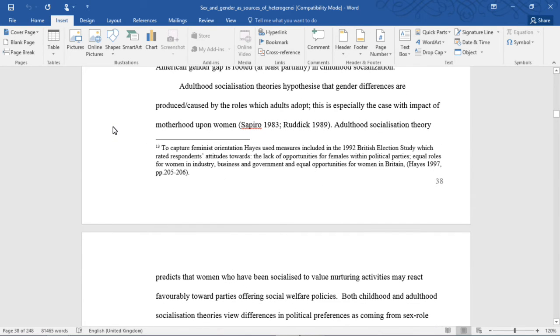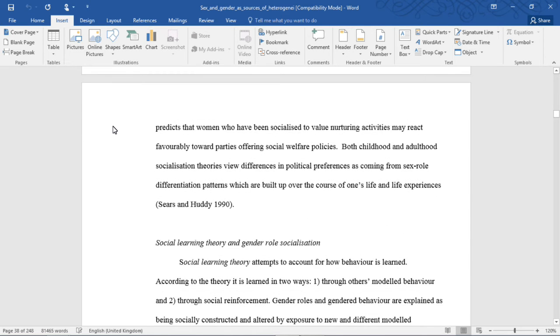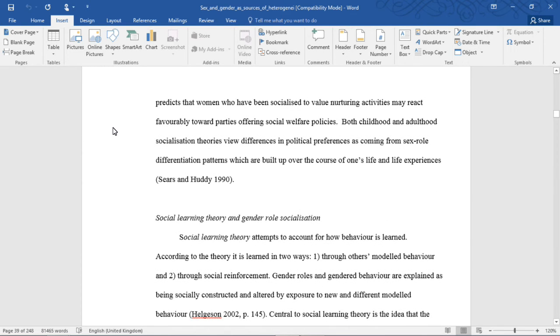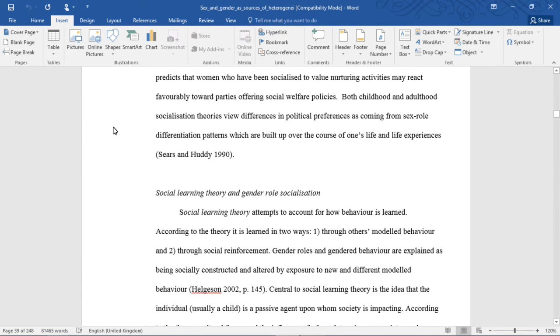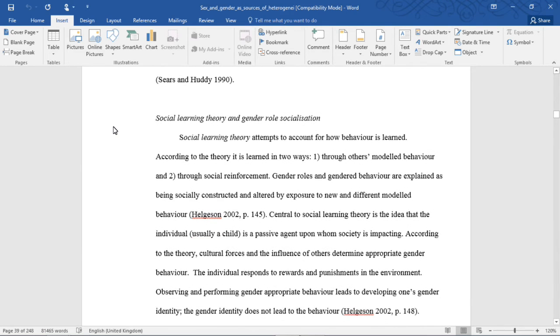Adulthood socialization theories hypothesize that gender differences are produced by the roles which adults adopt, and this is especially the case with the impact of motherhood upon women. Adulthood socialization theory predicts that women who have been socialized to value nurturing activities may react favorably toward parties offering social welfare policies. Both childhood and adulthood socialization theories view differences in political preferences as coming from sex role differentiation patterns, which are built up over the course of one's life and life experiences.